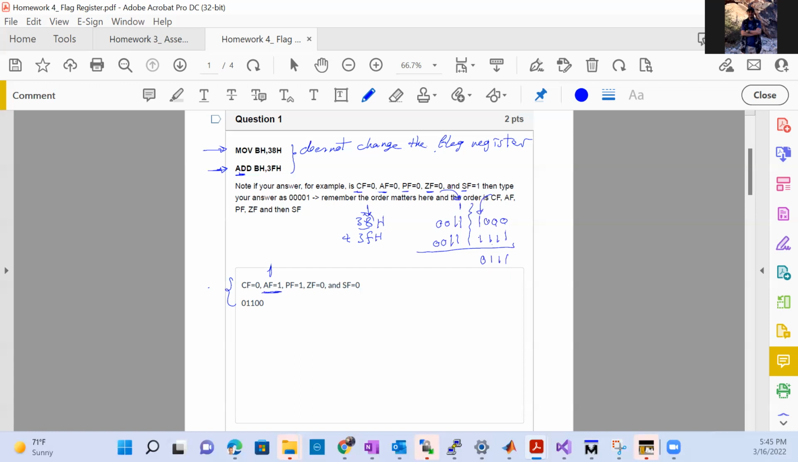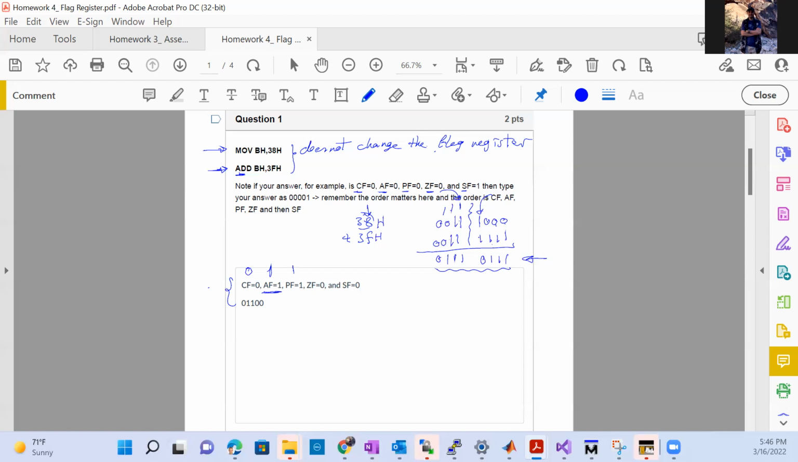Now we continue. 1 plus 1 plus 1 is 3. 3 is 1 1, which is 1, and we have a carry of 1. Again, 1 plus 1 plus 1 is 3, which is 1, and we have a carry of 1. 1 plus 0 is 1. 0 plus 0 is 0, and we don't have a carry, so the final carry is 0. Now for the parity, just count the number of ones. If the number of ones is even, then the parity would be 1. If the number of ones is odd, the parity will be 0. Here we have 6 ones, 3 ones here and 3 ones here. That's an even number, so the parity is 1.